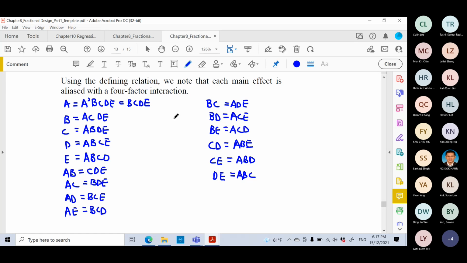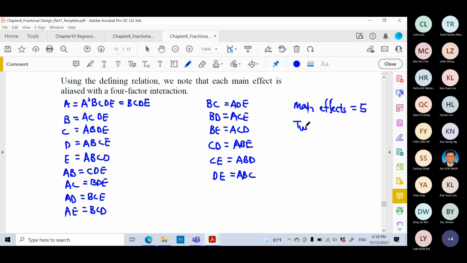Sometimes you also want to know whether you have completely listed the whole thing or not. Of course, you need to write it systematically: A, B, C, D, E. After that, you have AB, AC, AD, AE, and so on. Because we have 5 factors here, for the main effects you have 5 of them: A, B, C, D, E.